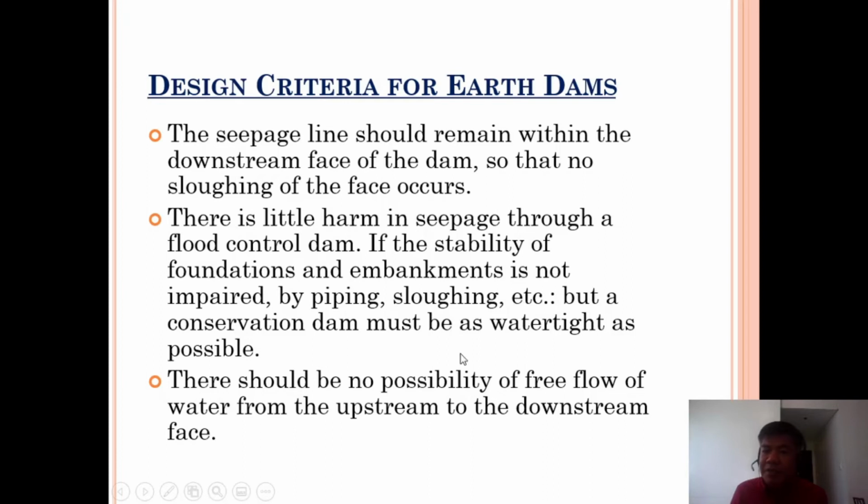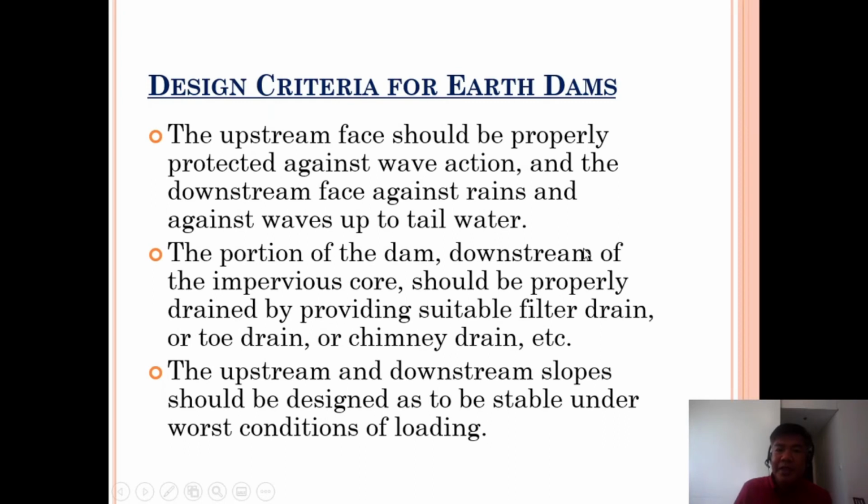But a conservation dam must be as watertight as possible. So there should be no possibility of free flow of water from the upstream to the downstream phase. Another thing to be considered is that the upstream phase should be properly protected against wave action. So we are going to include also slope protection. It is not only on the upstream, of course, because of the effect of the wave action, but also on the downstream, you are going to include also slope protection.